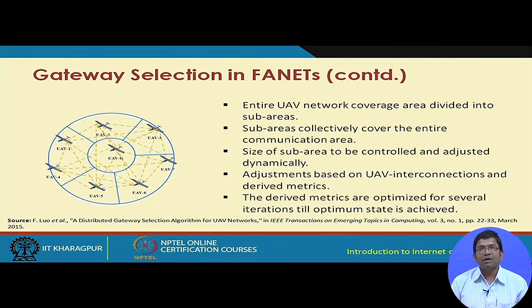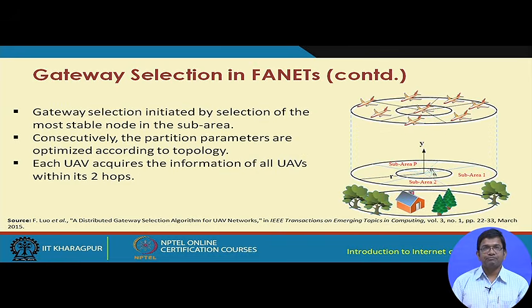which acts as a coordinator with all the other nodes in the same plane. So, the inter-UAV network coverage area will be divided into sub areas as shown over here. This particular coverage area is divided into sub areas like this, this, this, this, and this. The sub areas collectively cover the entire communication area. The size of a sub area is to be controlled and adjusted dynamically, and these adjustments are based on UAV interconnections and derived metrics. The derived metrics are optimized for several iterations till the optimal state is achieved.